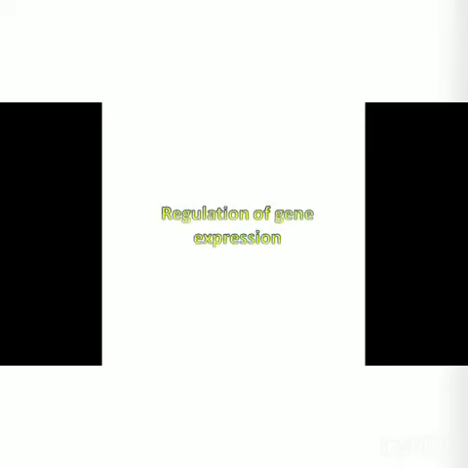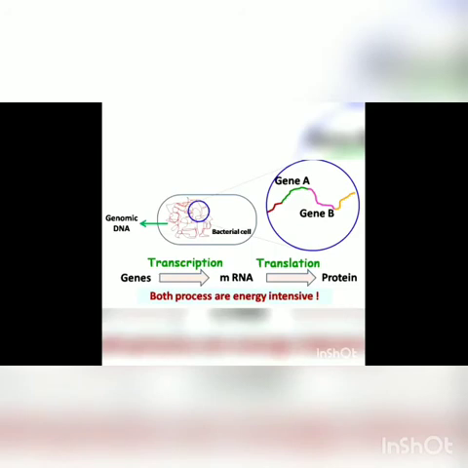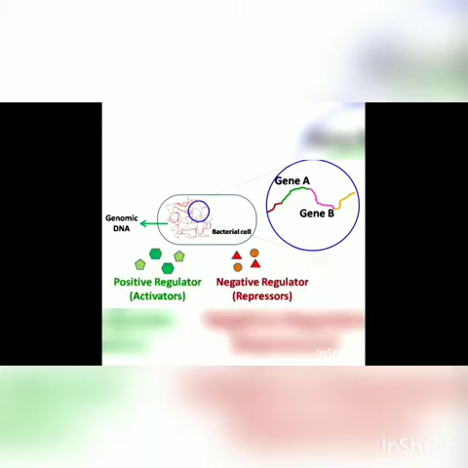Regulation of gene expression has been extensively studied in bacterial cells, which contain genomic DNA. These genes on transcription give mRNA and by translation produce protein. Both processes are energy intensive. Only those genes involved in homeostasis are expressed continuously. They are called constitutive expression.